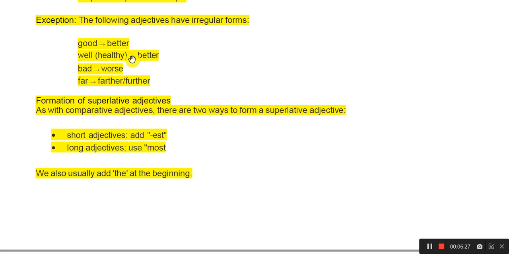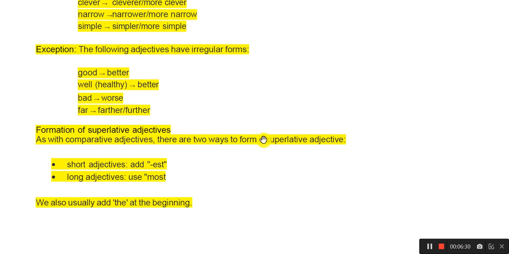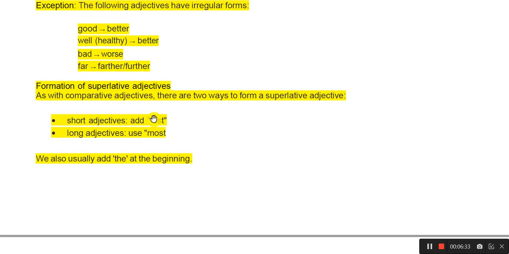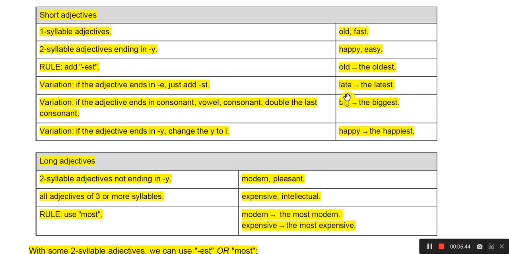The superlative. In the comparative, we were using ER, but in the superlative, we are using EST or most. Look at this. We also usually add the at the beginning. Look at here. I have old, and now I have the oldest. Fast, the fastest. Happy, the happiest. Big, the biggest. It means in Spanish, el mayor, el más viejo, el más tardado, el más grande, el más feliz. Long adjectives, adjetivos largos.